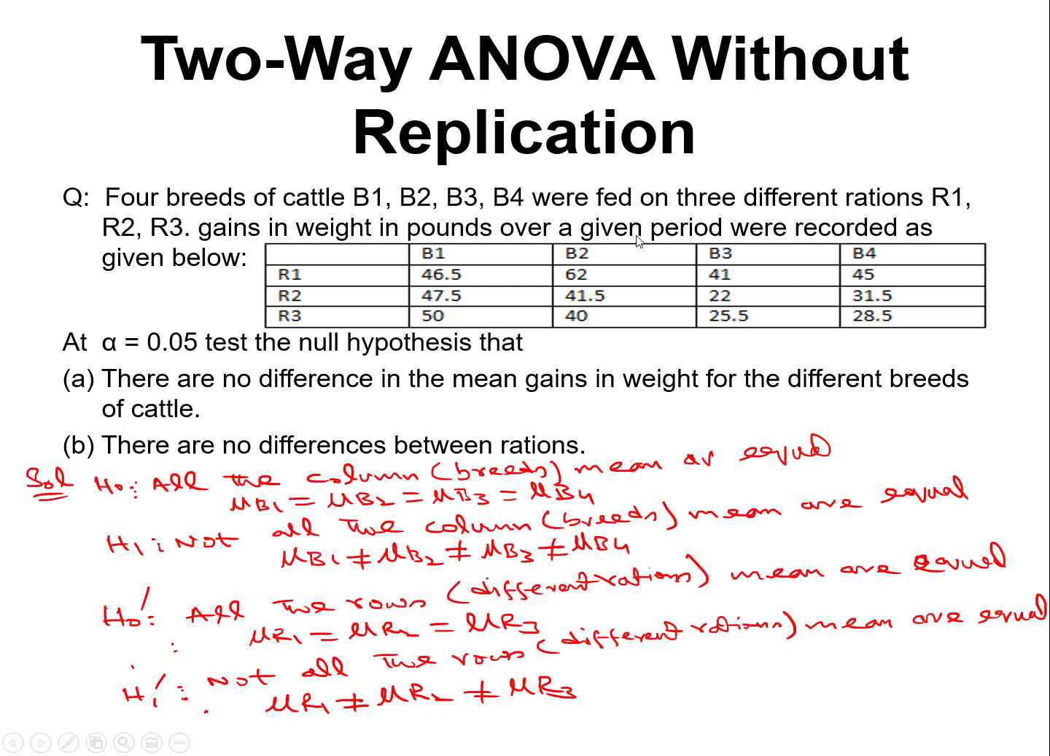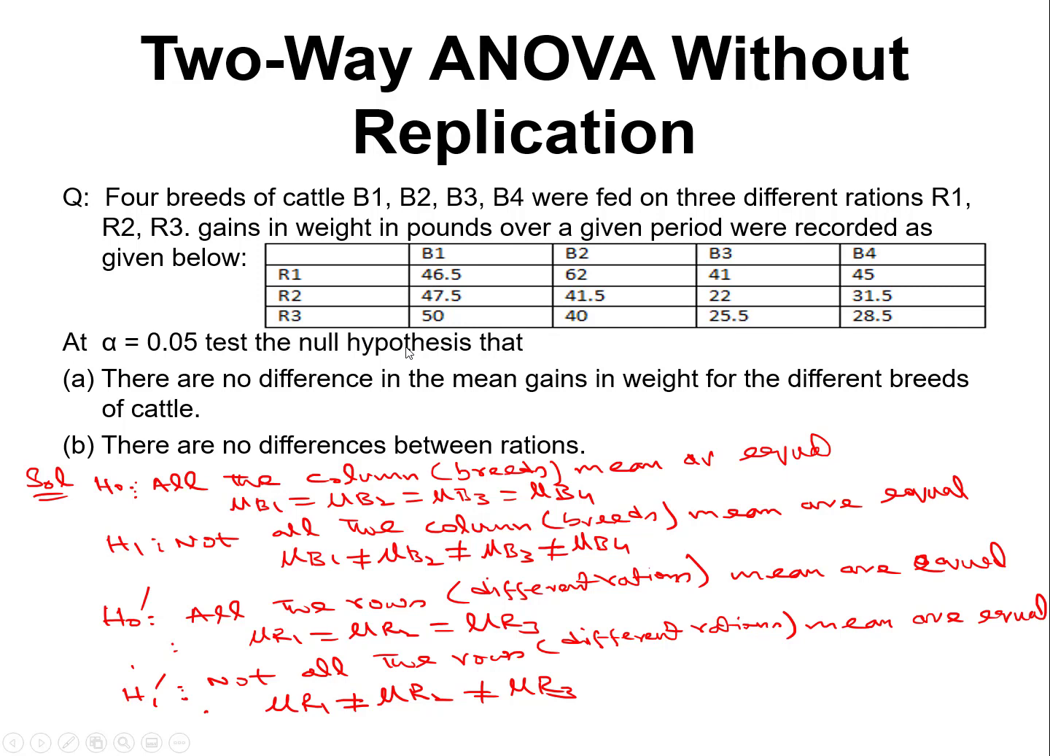So you can see these are the different breeds. Let's suppose this is breed 1, from Punjab. This is breed 2, from Balochistan. This is breed 3, from KPK, and this is breed 4, from Sindh. These are different breeds, and they want to feed them different rations and then check their weight, that is, whether these specific rations have an impact on the weight of these breeds.